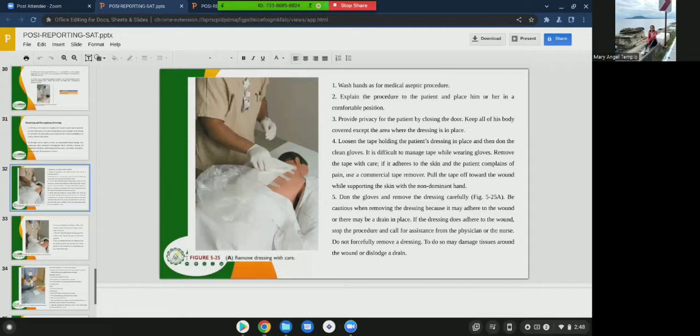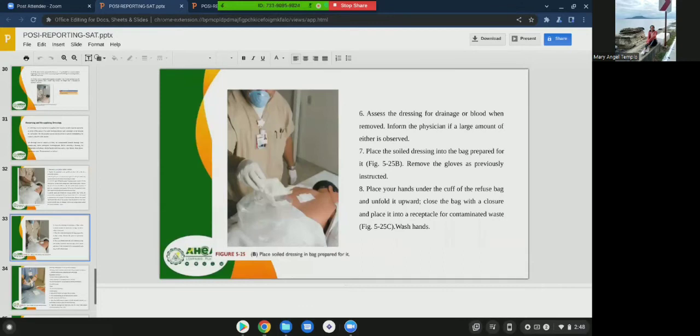Next. 6. Assess the dressing for drainage or blood when removed. Inform the physician if a large amount of either is observed. 7. Place the soiled dressing into the bag prepared for it. Remove the gloves as previously instructed. 8. Place your hands under the cuff of a refuse bag and unfold it upward. Close the bag with a closure and place it into a receptacle for contaminated waste. Last, wash hands.